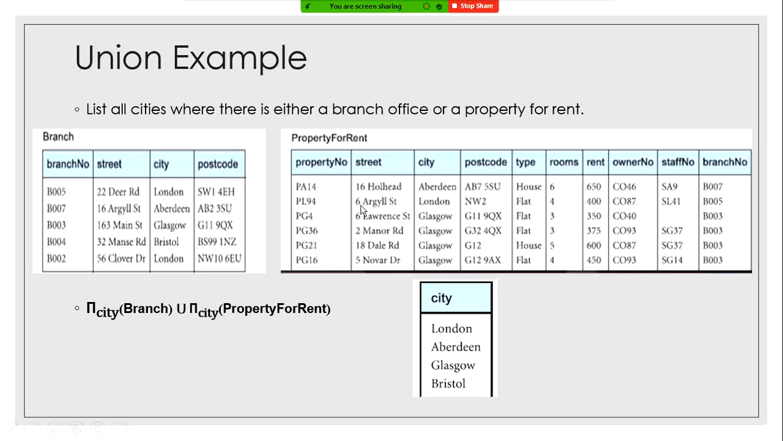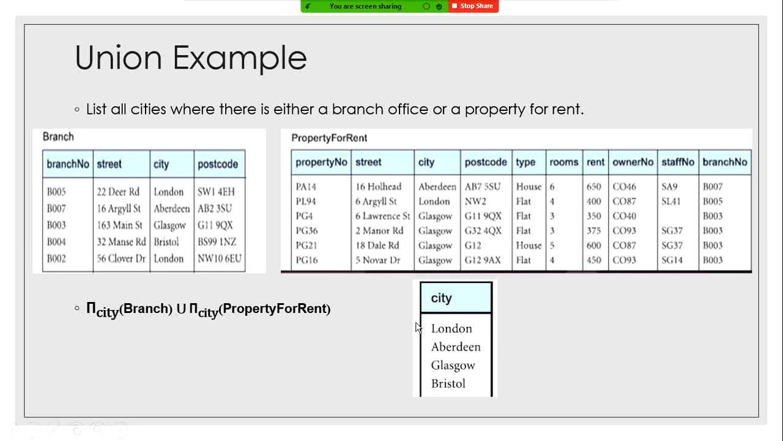Now here you can say that both tables have different numbers of attributes, so they are not union compatible, but we are not applying the union operation on complete tables. We are just selecting one field from each table which is union compatible, and we are applying the union operation on just the field city. So we are applying union on city of branch and city of property for rent. So what will be the result?